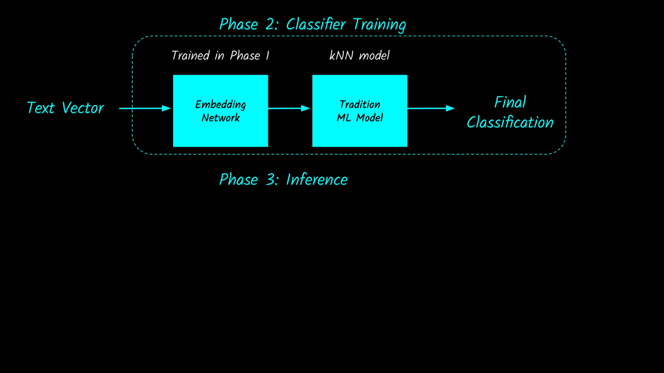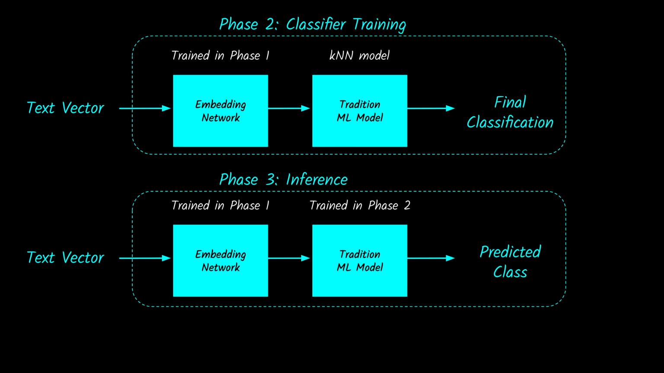Then we go to the inference phase. A text vector, which is basically the concatenated string of pretext, fieldoid, posttext, is used as input at the inference stage. And using both these models trained in phase 1 and phase 2, that is the embedding network and K nearest neighbor model, we predict a class. A class here is basically a standardized variable name, which is from SDTM.